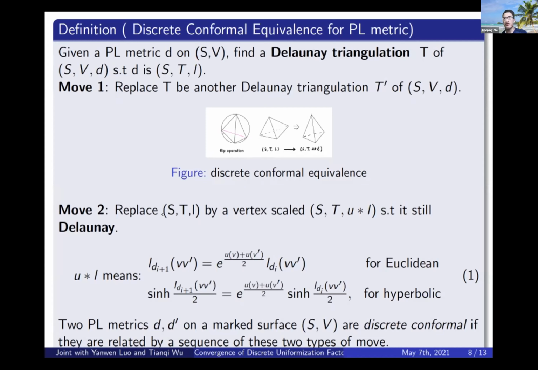And the second kind of move, just covered in Hanna's talk, is a vertex scaling for the vertex function U, and we also require the two triangulations, both of them, are Delaunay. And here U star L means, for Euclidean PL metric, it is related by this function, and for hyperbolic it is related by sinh of length. And we say two PL metrics D and D prime on the marked surface S, V are discrete conformal if they are related by a sequence of such two kinds of moves.